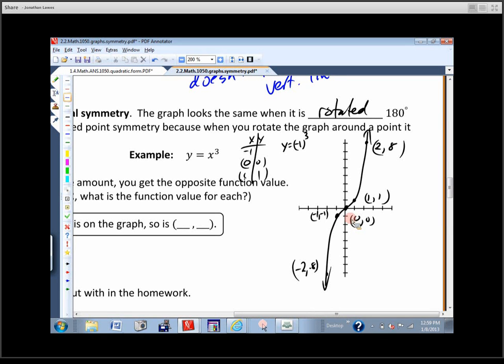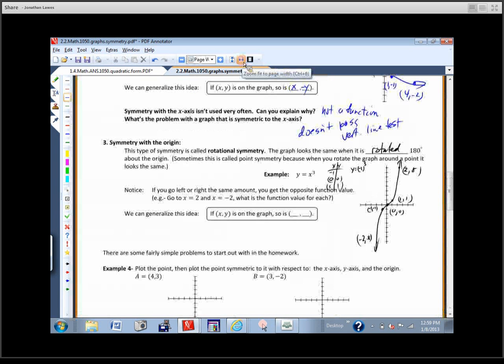When you're cubing, it's different. When you cube a positive, you get a positive. That's why it stays here in quadrant 1. When you cube a negative, you still get a negative because you've got 3 negatives. All these answers are going to be negative. Now, take a good look at this. If you put your pencil right here on the origin and turned your paper 180 degrees, would it look exactly the same? It would. And again, we can generalize that by making this little statement right here.